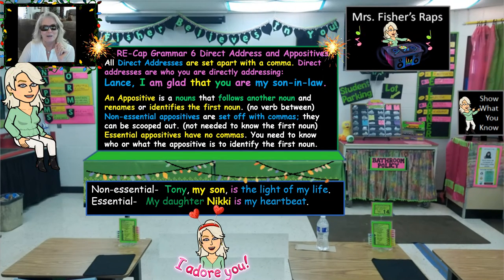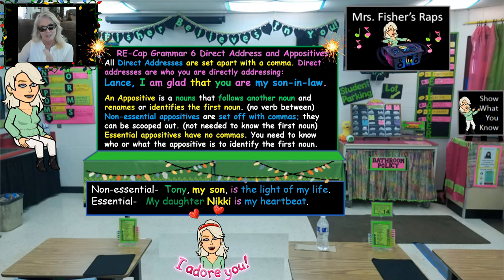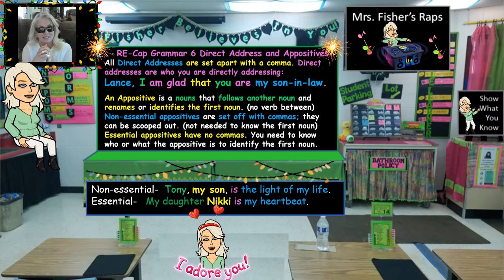Additionally, we learned about direct addresses, which is directly who we're addressing in a sentence. It's set apart with a comma, and we capitalize it. We know that if we have an appositive, which is a noun renaming someone right after their name, the appositive goes in commas only if you can scoop it out of the sentence because you don't need it. Otherwise, we don't put commas around our appositive. But usually on a state test, they'll put the first comma and have the other part underlined to see if you know where to put the next comma.